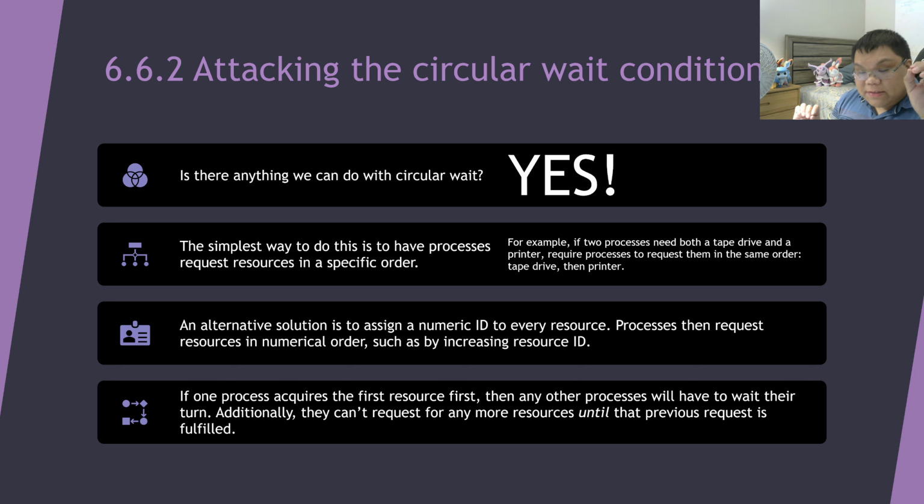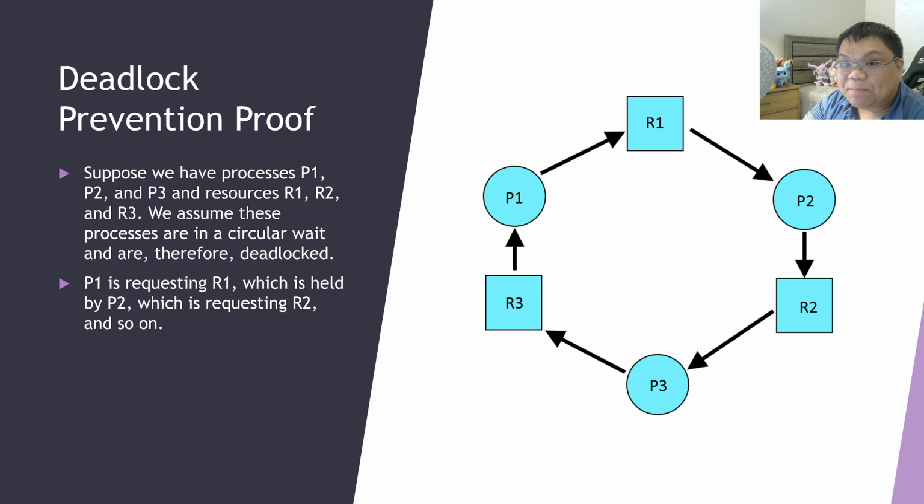So by forcing processes to ask for resources in a specific order, we eliminate deadlock. And that's how we eliminate the circular wait condition. The simplest way to do that is to have processes ask for resources in a specific order, or to enumerate, or to give a numeric ID to every resource and force processes to ask for resources by increasing resource ID. And here's the proof for that.